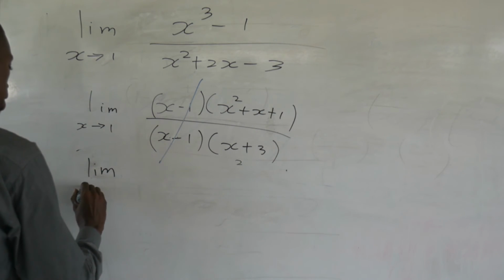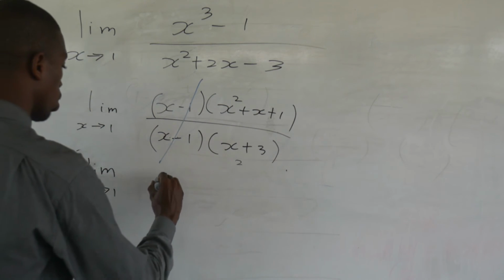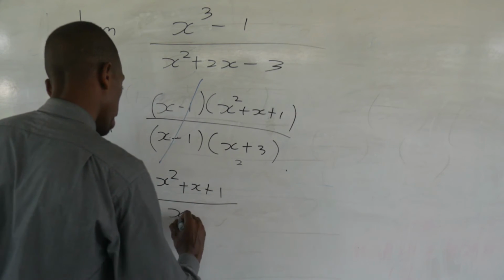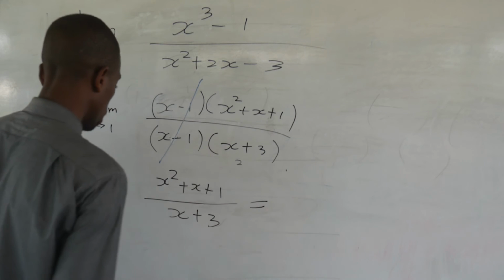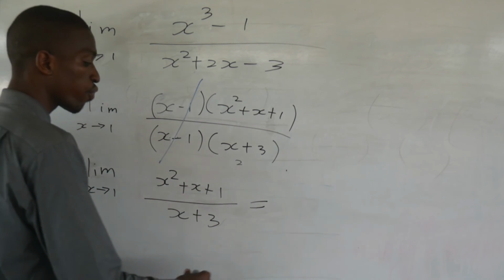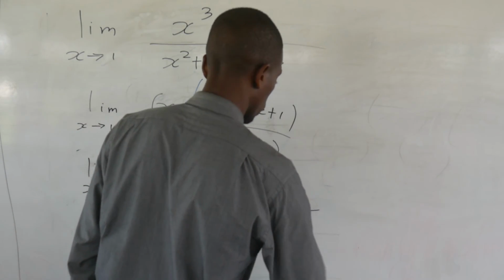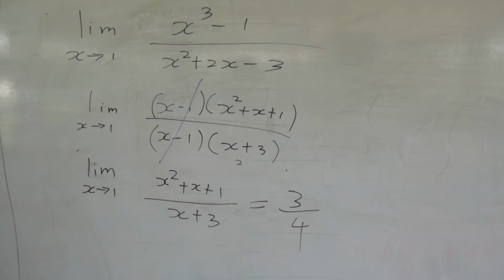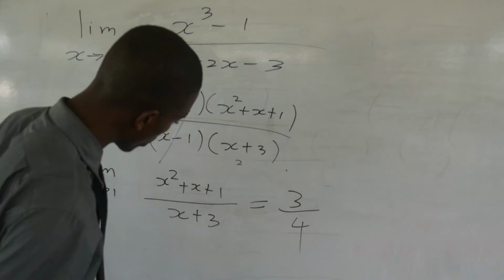And what remains is the limit as x goes to 1 of x squared plus x plus 1 divided by x plus 3, which is equal to 1 plus 1 plus 1, 3 over 4. So this answer is 3/4. Next question.